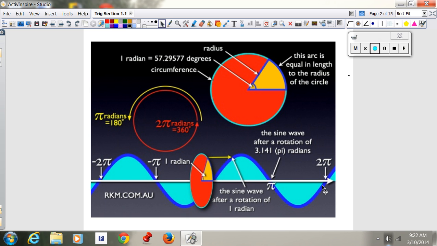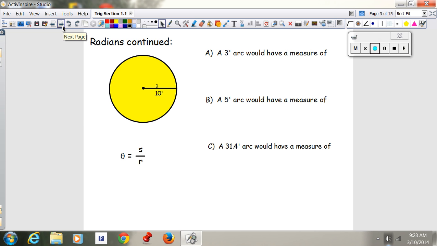This down here is a graph that we're going to be working on. It's called the sine graph. We're going to be talking about that later. That's down like in section 1.4 or 1.5. Moving on. Okay, let's talk about radians.